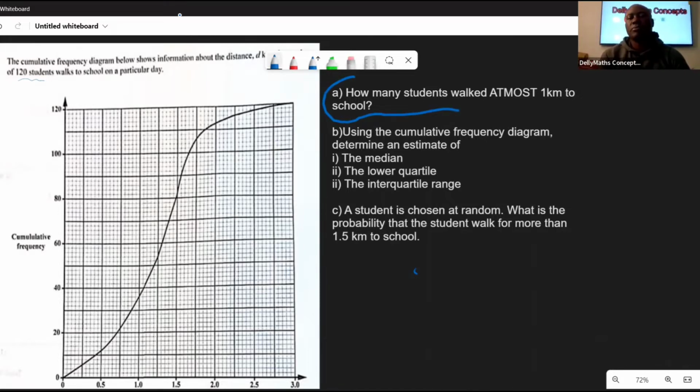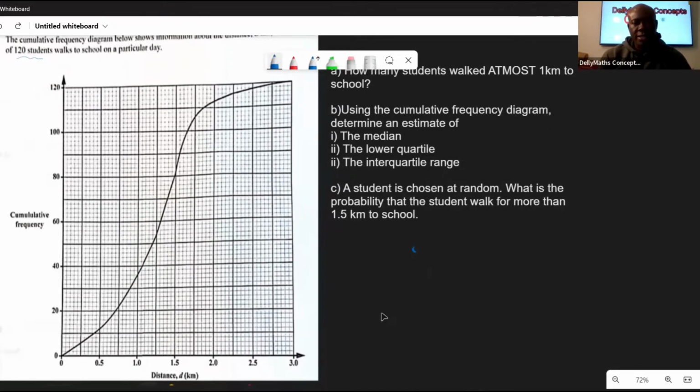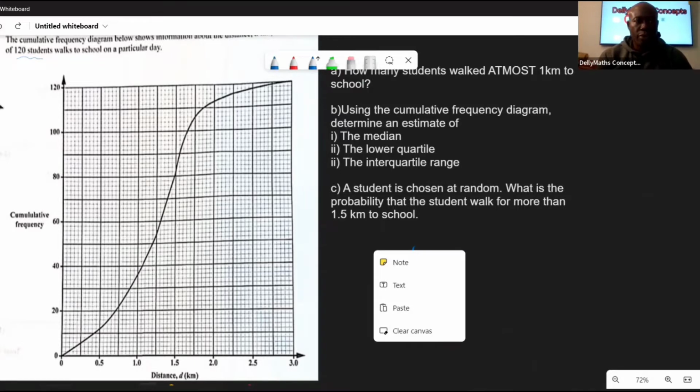It says, how many students walked at most 1 kilometer to school? So it would be less than or equal to 1 kilometer. In this question, what you want to do is go to where the kilometer is. As you can see, it's on the x-axis, and that is where your focus is going to be for a moment before you switch.